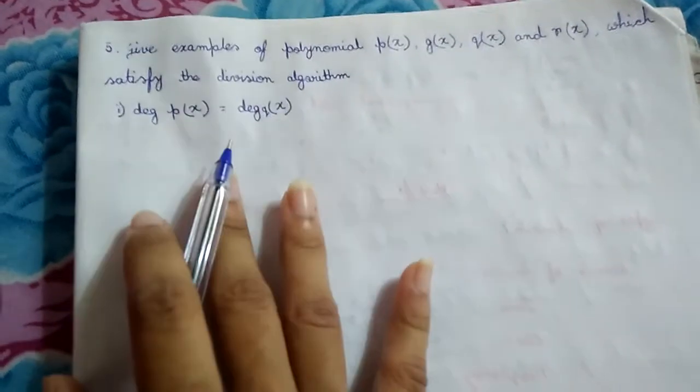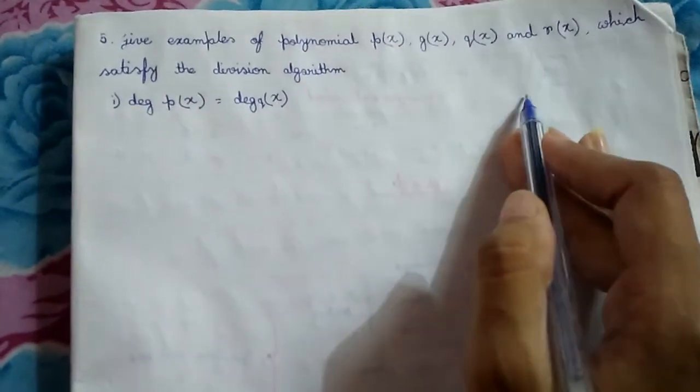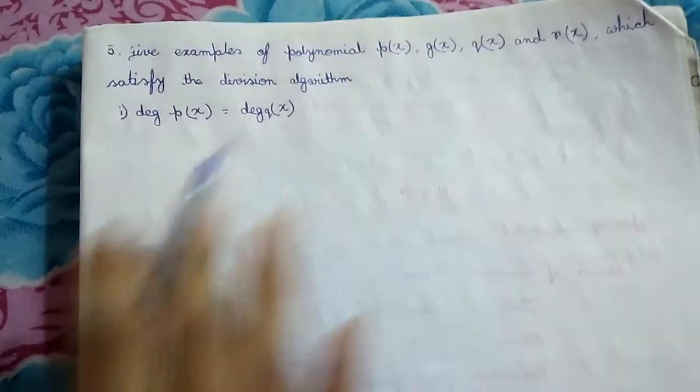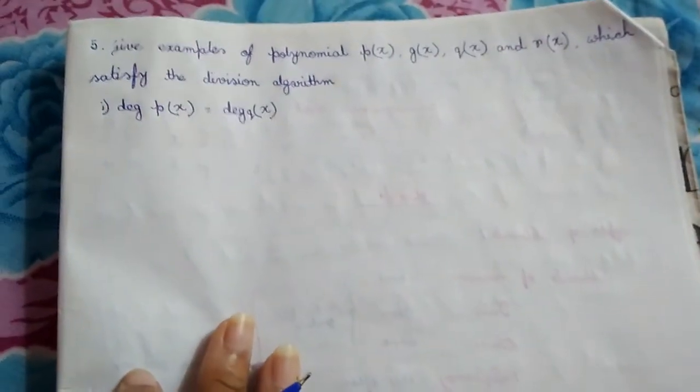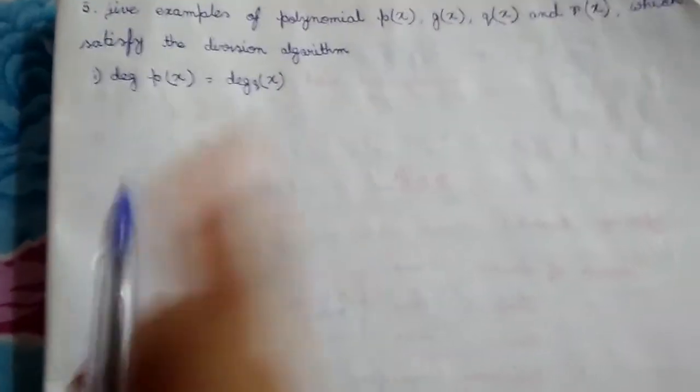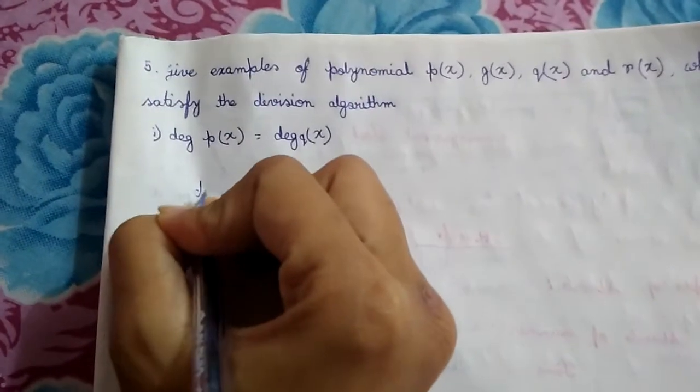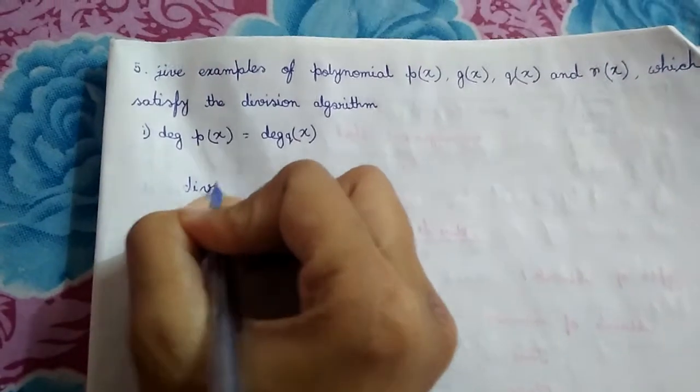Question number 5 is: give examples of polynomials p(x), g(x), q(x) and r(x) which satisfy the division algorithm. To do this type of maths, first you need to know what the division algorithm is. Division algorithm is a very simple thing you learn from your childhood.